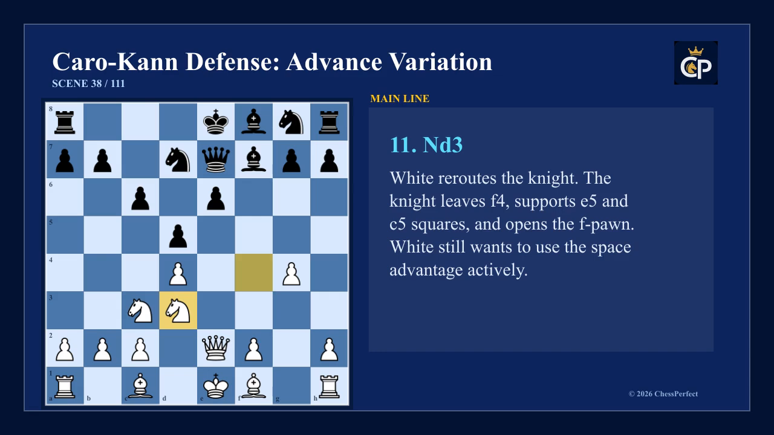Knight d3. White reroutes the knight. The knight leaves f4, supports e5 and c5 squares, and opens the f-pawn. White still wants to use the space advantage actively.